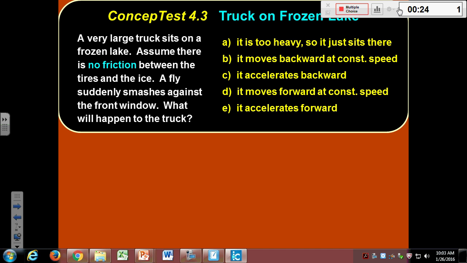Does it just sit there because it has so much inertia? Does it move backward at a constant speed? Does it accelerate backward? Does it move forward at a constant speed? Or does it accelerate forward? This is all in the instance that the bug smashes into the windshield of the truck.